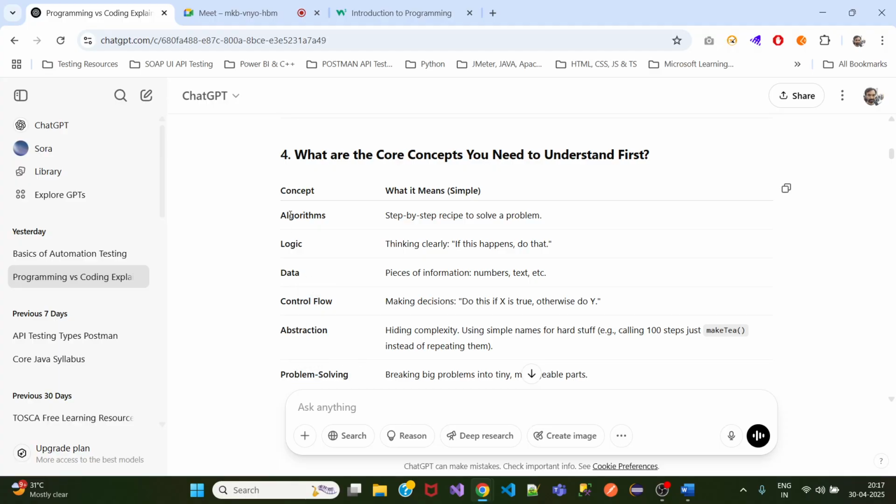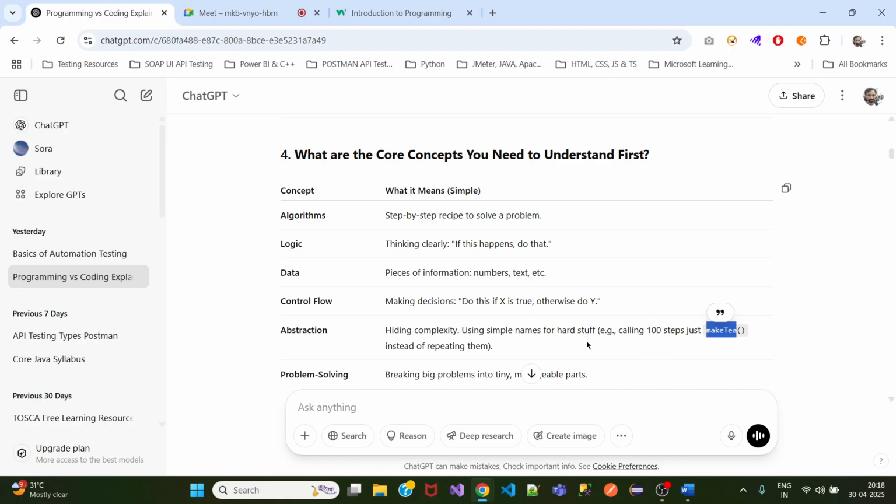That is the reason algorithms are very important. If you see here in abstraction, it says make tea. Calling 100 steps, just make tea. Make tea is one of the tasks. I'll not call this a method or function as of now because we are not into programming yet. So it is just a task. Make tea is a task.